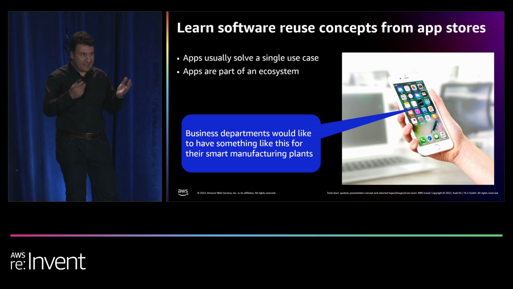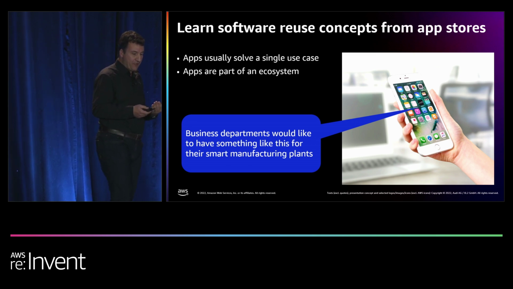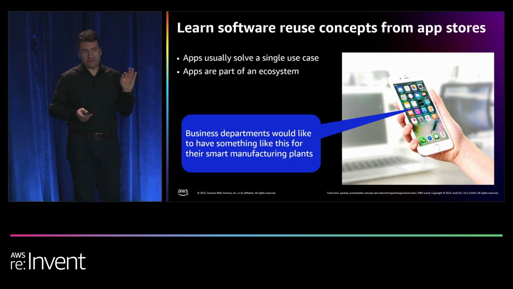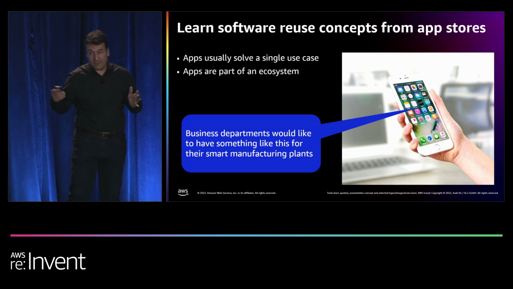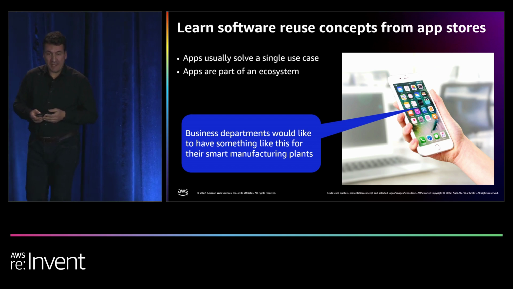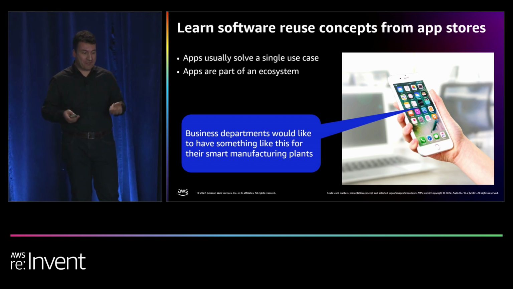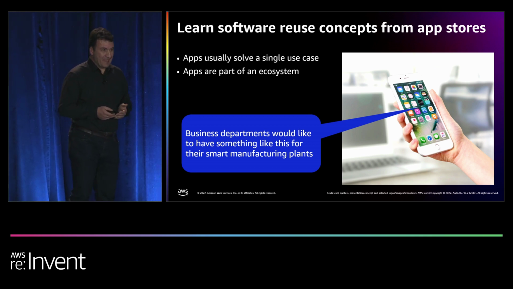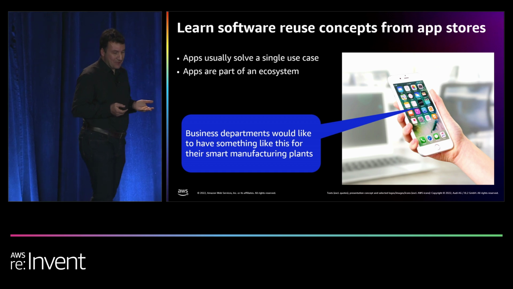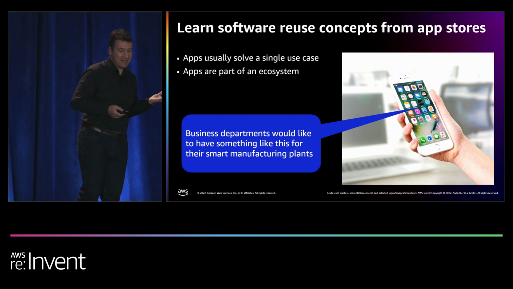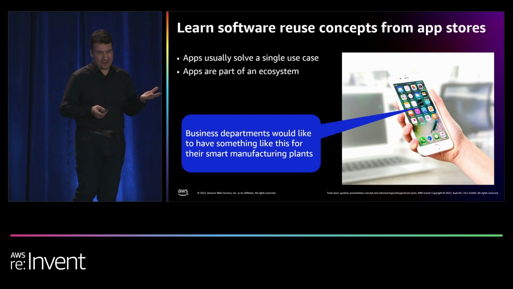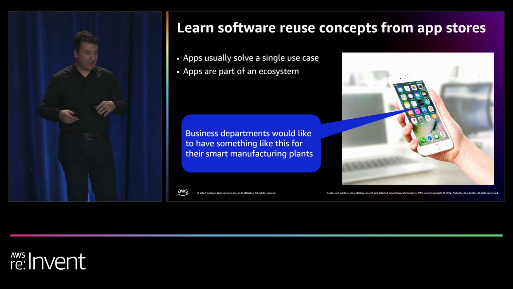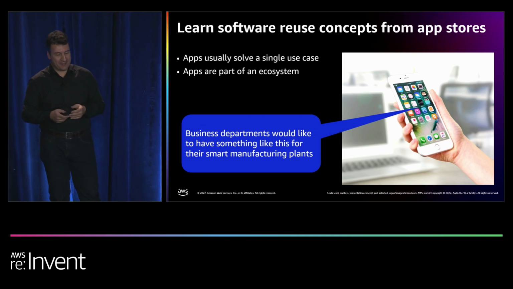In an app store, you have an ecosystem of applications, and usually they solve a single use case and do this quite good. There could also be competing applications that do the same. Messenger applications, for example, so we have a lot of different solutions for this. And the dream of the business department for manufacturing would be to have something like this for their manufacturing plants, that they just click on an app store or marketplace or whatever, and then they have deployed this solution in their plant.